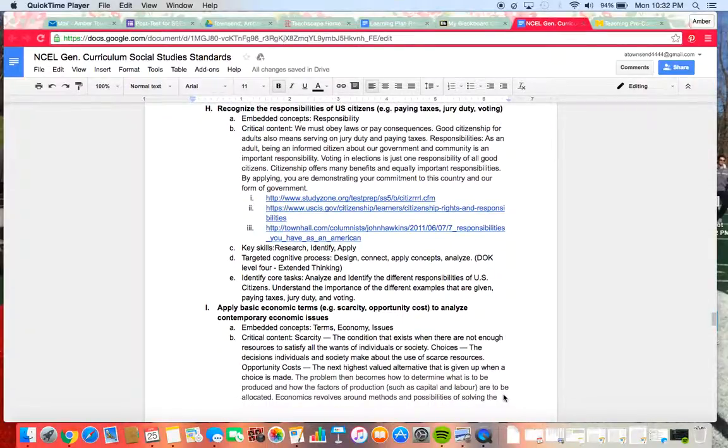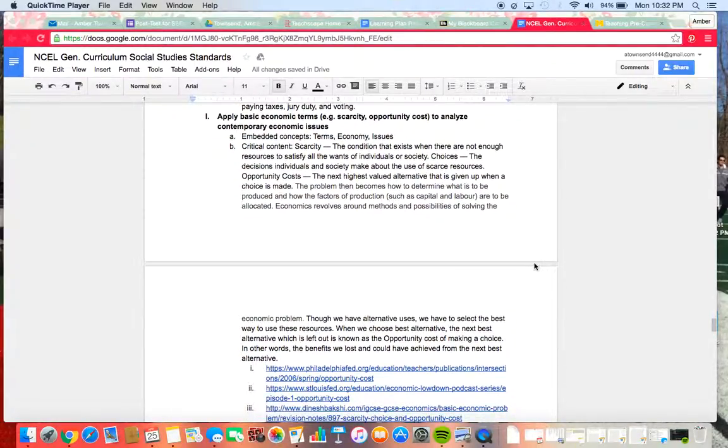The next one is recognize the responsibilities of U.S. citizens: paying taxes, jury duty, voting. The core task that I put was analyze and identify the different responsibilities of U.S. citizens, understand the importance of the different examples that are given, paying taxes, jury duty, and voting. Once again, I put in importance because I think that you should know the importance in order for this to stick.